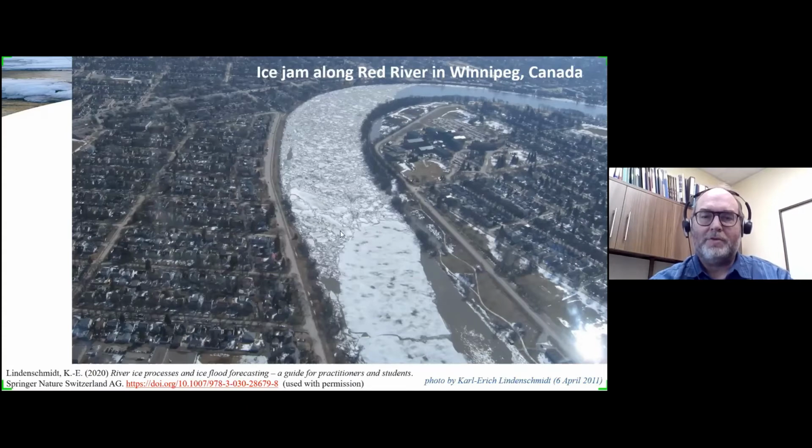And here we have an accumulation of ice, and that ice rubble will flow and lodge against this intact ice cover. Due to the increased discharge and resistance to flow, you will get backwater upstream of the ice jam, and then you can see some flooding over here.